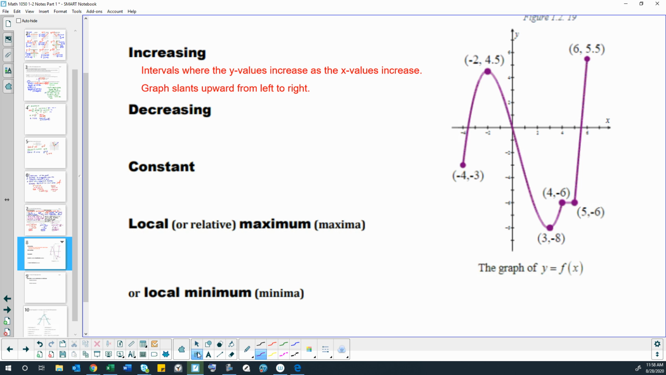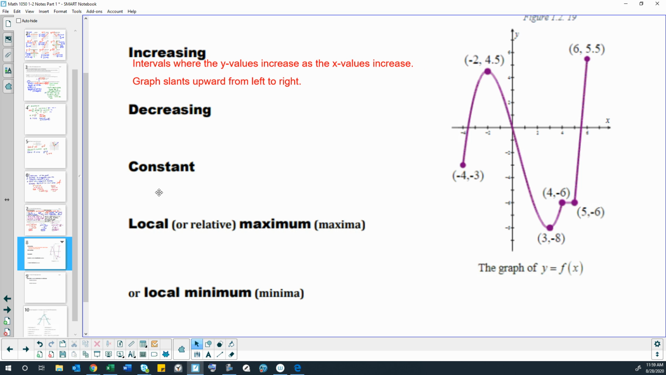Now, when we answer questions like this, we're just going to give the x intervals. Answer is just x intervals. You're not going to list the entire points. You're not going to list the y values. You're just going to list the x values. So looking at our graph, we've got a piece of the graph that's going upward from here to here, and we're just going to list the x values. So between what and what x is our graph increasing?